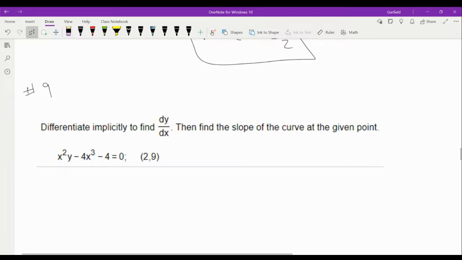Someone help me with this, please. I don't know what to do. We can start off by finding the derivative. All right, so we're going to find a derivative. Very good.